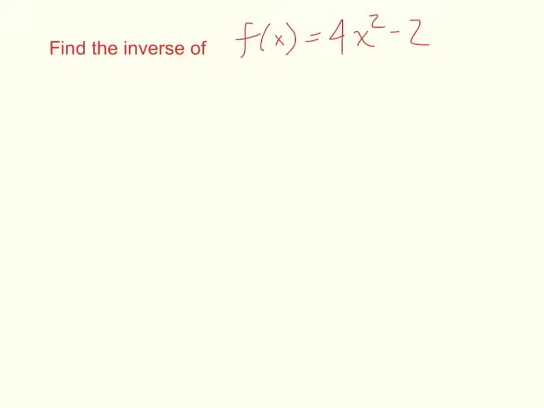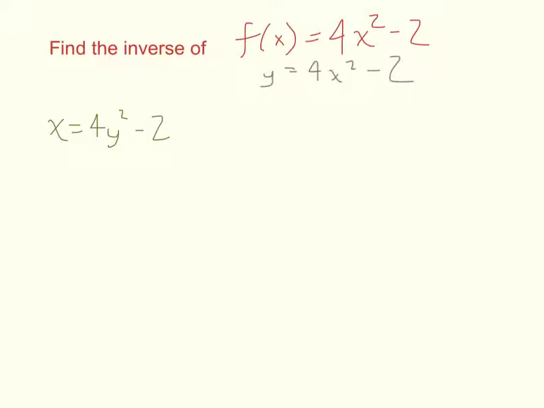Find the inverse of f of x equals 4x squared minus 2. Well, first, what I like to do is change f of x to y equals 4x squared minus 2. Because then I just know, with inverses, all you need to do is switch the x and y around and get the y by itself. So let's get that started. Really we're going to have x equals 4y squared minus 2.